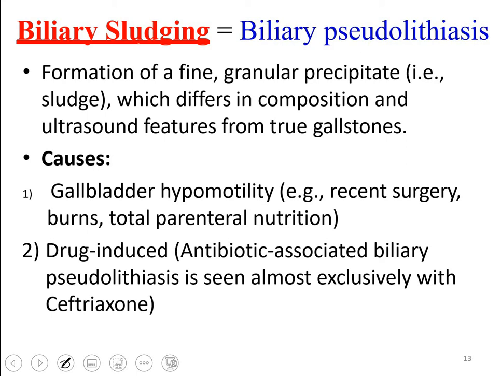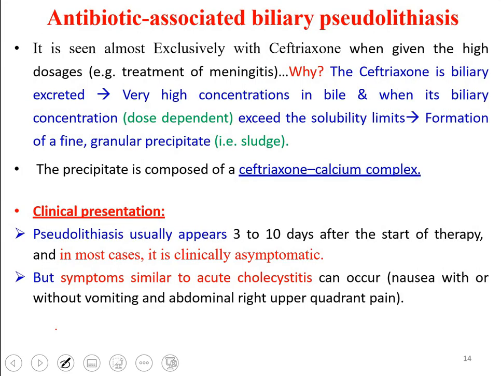Remember, it is not a rounded shape, and it can be very irritating, and it can create a very nauseating effect and excessive spasm as well. So the causes may be gallbladder hypomotility, recent surgery, and drug-induced antibiotic-associated biliary pseudolithiasis, as seen with ciprofloxacin. Ciprofloxacin is a drug that is notorious for drug-induced pseudolithiasis. So what to do?